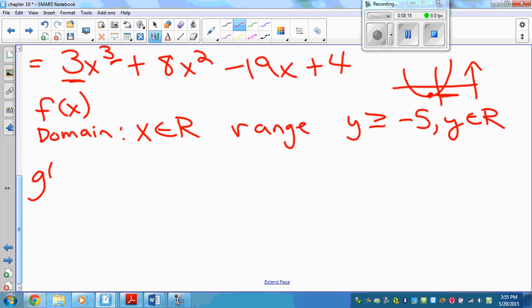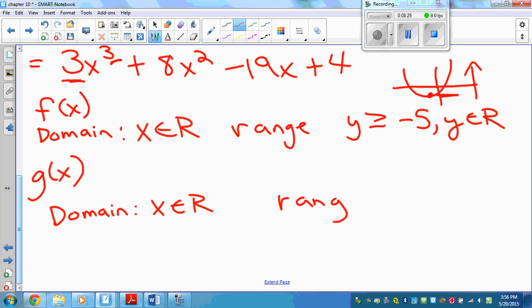G of x, we said that was a line. Well, in a line, the domain is any real number, and the range is any real number. Now its product. I said that its domain is going to be anything that's in common between f of x and g of x. Well, since they're both any real numbers, it's also going to be any real numbers.